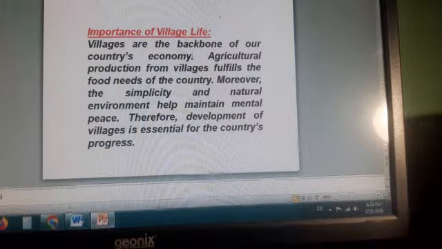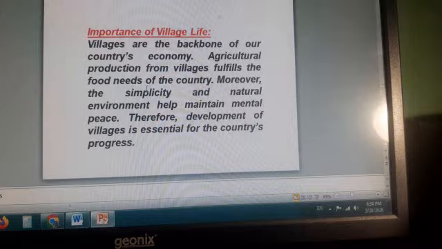Importance of village life. Villages are the backbone of our country's economy. Agricultural production from villages fulfills the food needs of the country. Moreover, the simplicity and natural environment help maintain mental peace. Therefore, development of villages is essential for the country's progress.